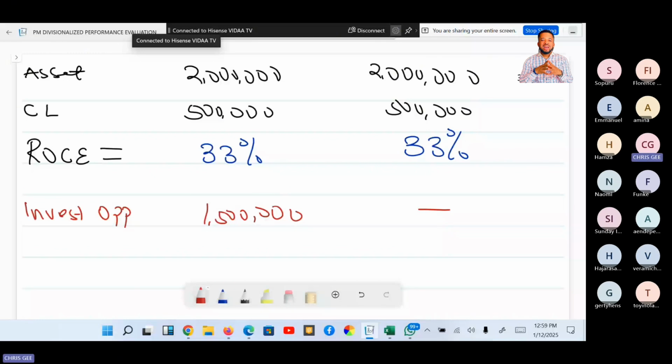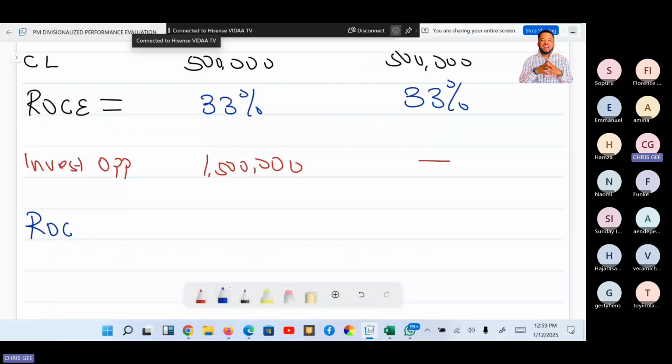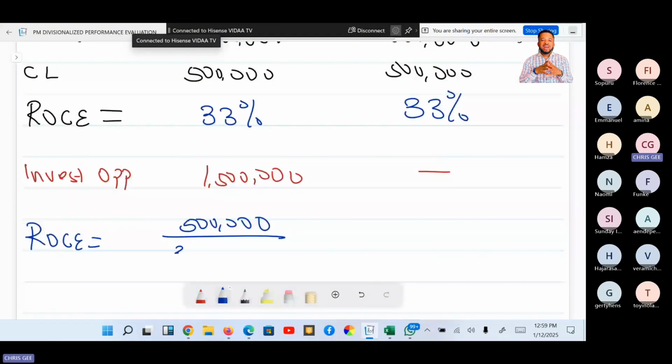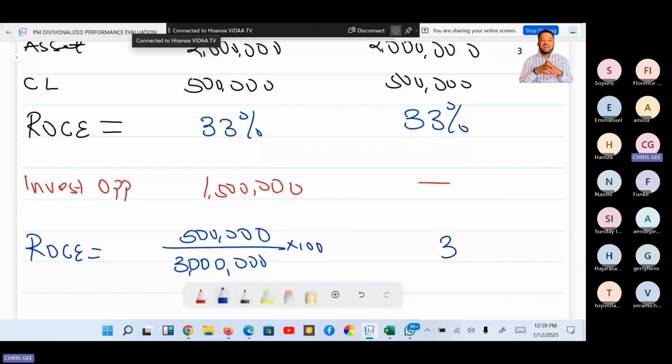if I want to recalculate this ROCE for this company, remember, their profit is still constant, 500,000, divided by capital employed. Now, what would that be? Assets increase by how much? 1.5. So I have a total of how much now? 3.5. Take away current liability, you have 3 million. So I have 3 million, times 100 over 1. This one will still have the same thing. True or false? 33%. Nothing is changing, right?